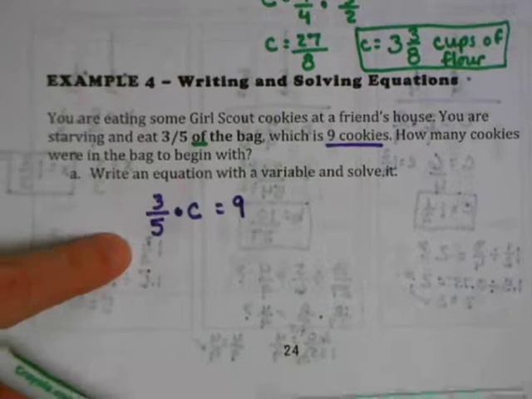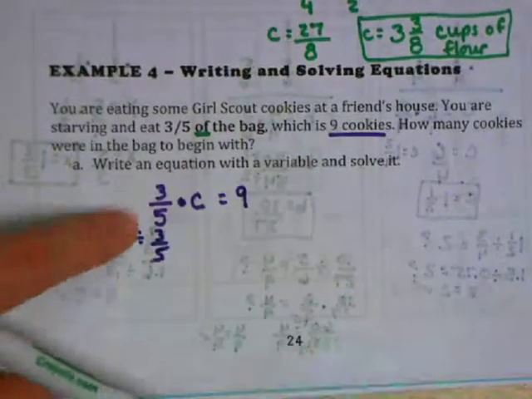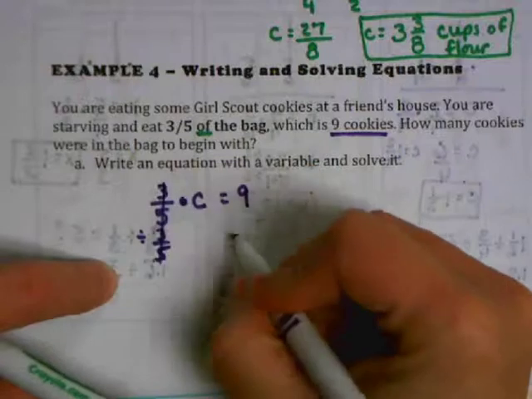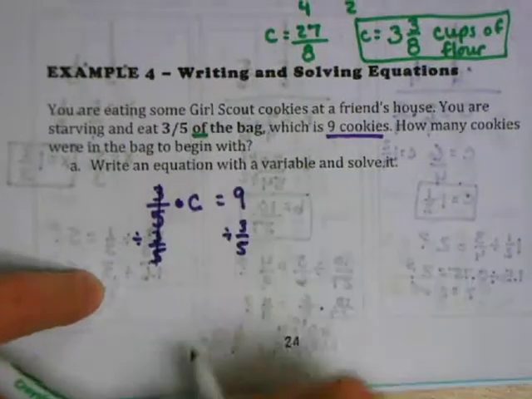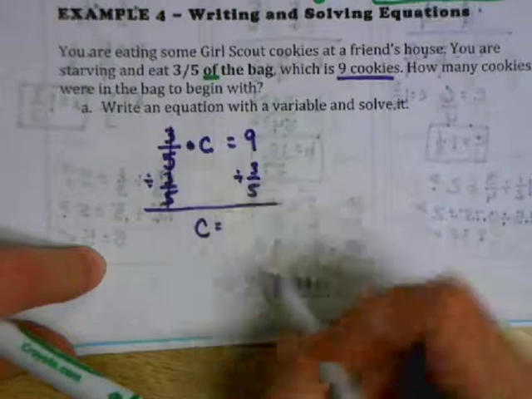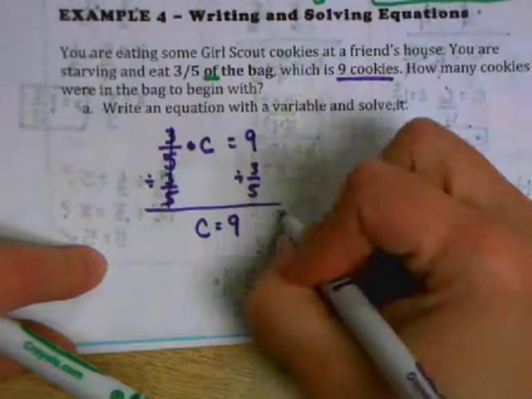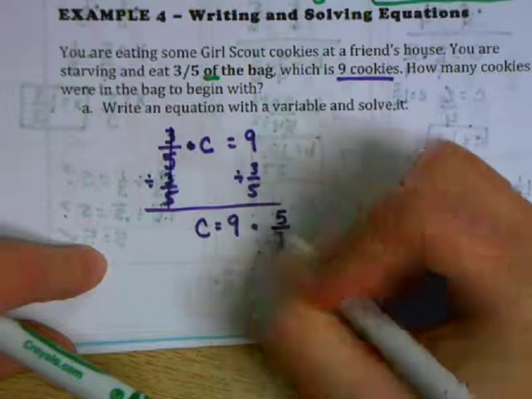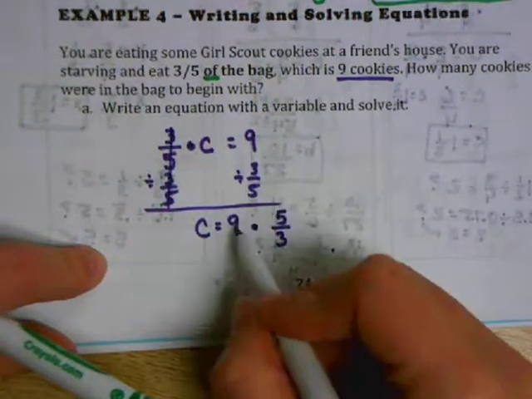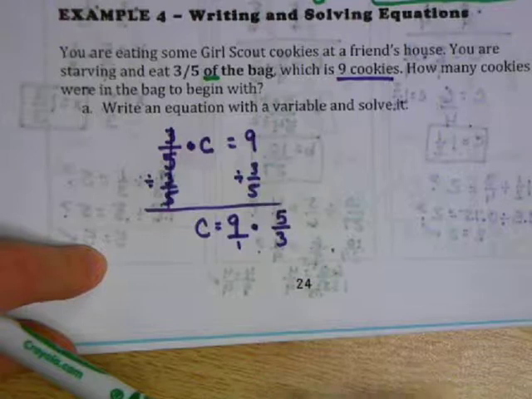All right, now let's solve for C. Let's see how many cookies were in the original box. Divide both sides by 3/5. That gets rid of 3/5 times, right? Divide by 3/5. And I'm going to bring down what I have left. C equals. Now 9, instead of writing divided by 3/5, I'm going to flip the second guy, 5/3, and multiply. And to multiply here, I need to make this a fraction. So I can make it 9 over 1. And let's see what we get.